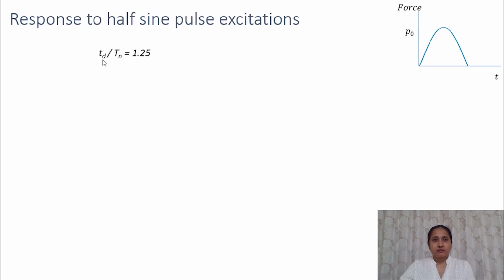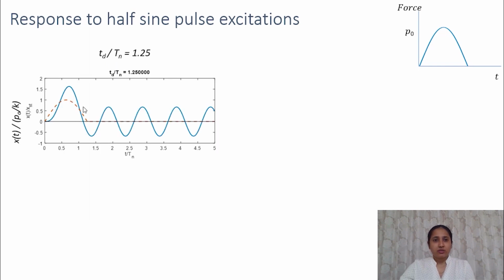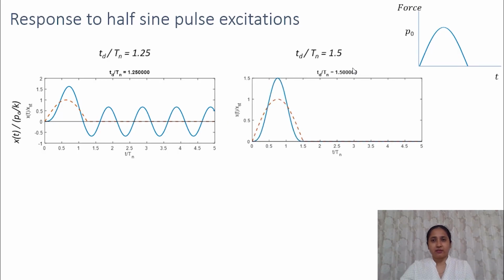Let's see the response for Td by Tn equal to 1.25. Here also the same pattern continues. The maximum response occurs during the pulse, and after the pulse ends, the free vibration starts with a reduced amplitude. When Td by Tn is equal to 1.5, again the maximum amplitude happens during the pulse, but at the end of the pulse the displacement and the velocity are 0. Because of that, there is no free vibration.